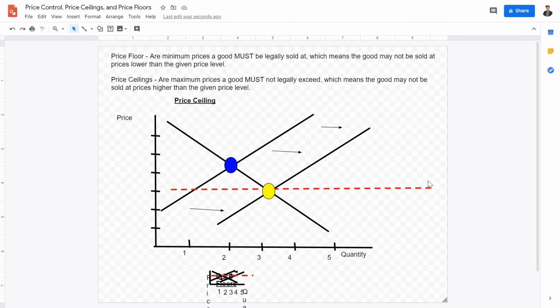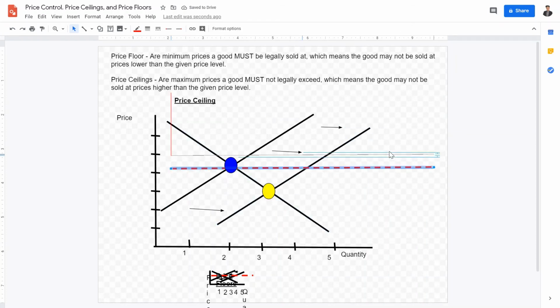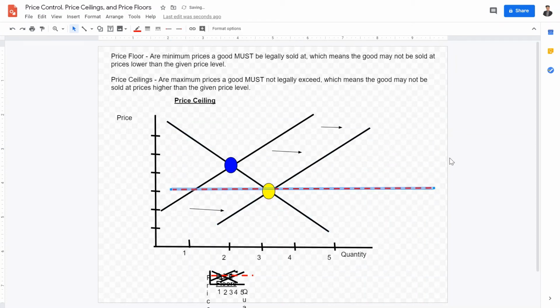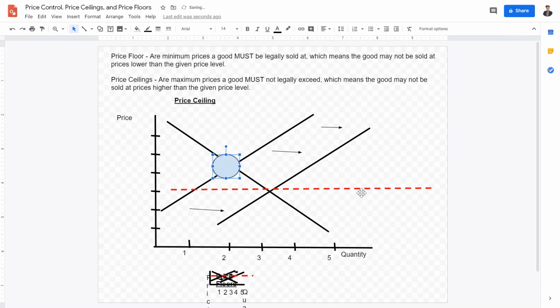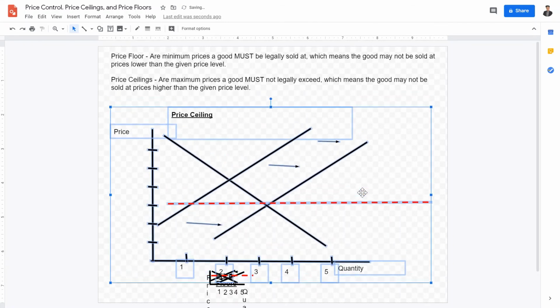Now, a really common misconception is that a price ceiling is set above the free market equilibrium. However, that is incorrect. Since price ceilings set maximum prices a good could be sold at, they are almost always below the free market equilibrium. So this is what price ceilings look like.